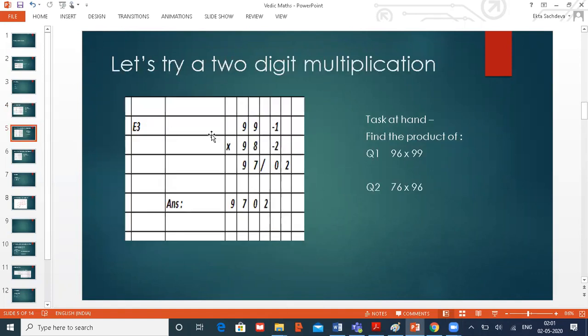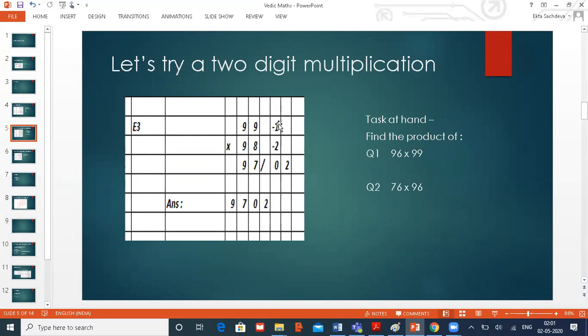If I ask you to multiply 99 into 98, again, 99 is 1 less than 100, 98 is 2 less than 100. Now here when I multiply 1 and 2, I will not write 2, but I will write 02. Why? Because I'm doing a two-digit multiplication. 99 minus 2 is 97. So you see the answer coming out so fast, right? 99 minus 1, 99 minus 2. I mean, it's 1 less than 100 and it is 2 less than 100.